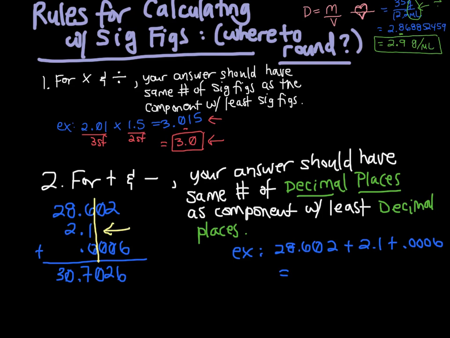So you want to make sure that you round so that your answer only goes as precise as the least precise measurement. In this case, it's the 2.1 because it only goes out one decimal place. So you're actually going to round to that 7, or to the 10th place, and so you'll report your answer as 30.7. So in this case, you were looking at decimal places, whereas in multiplication and division, you are looking at actual number of sig figs.